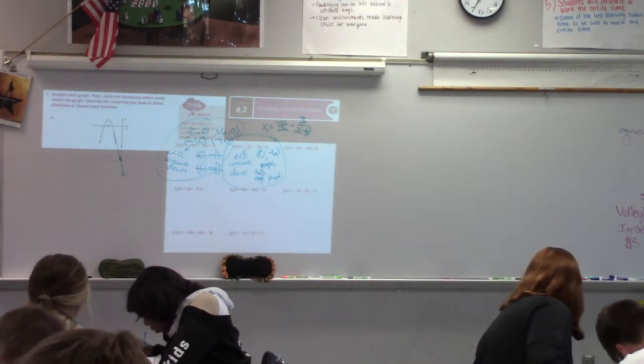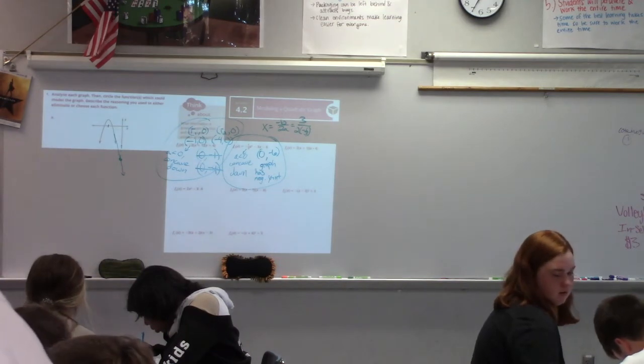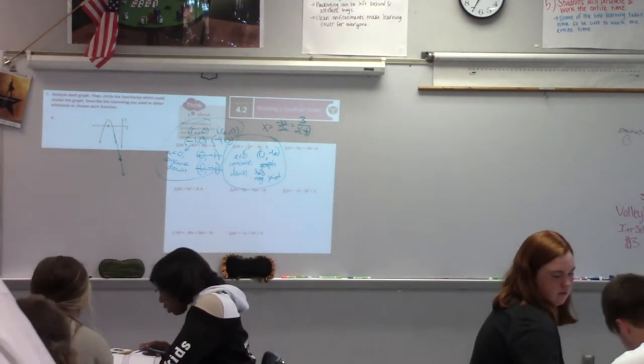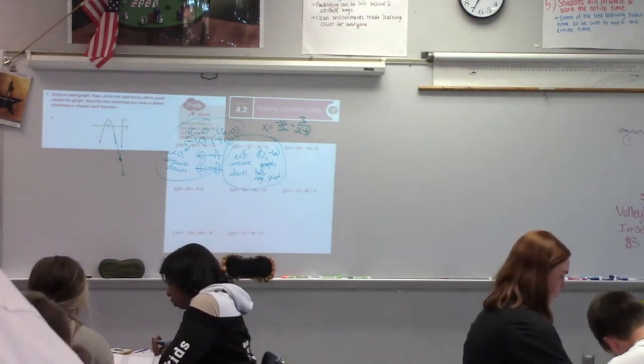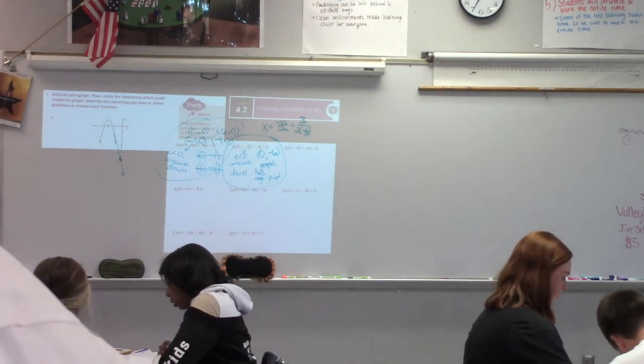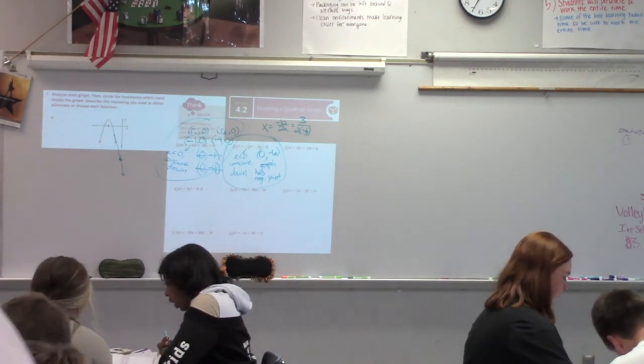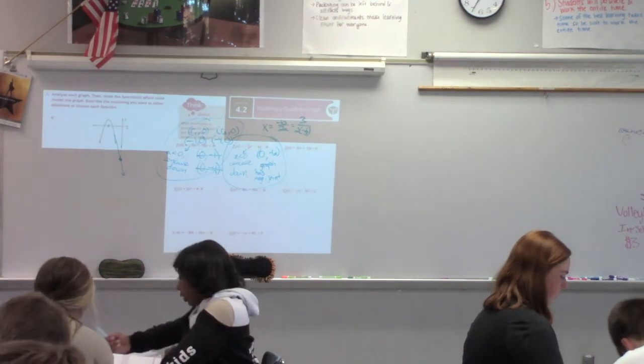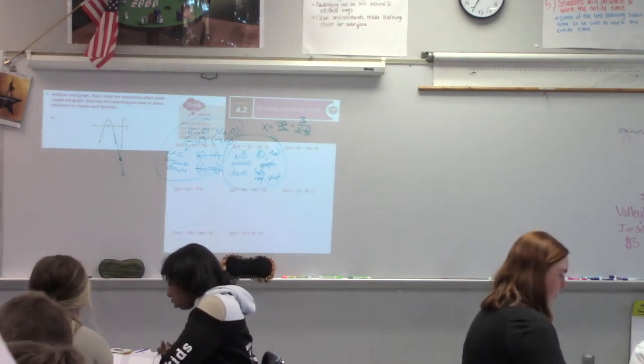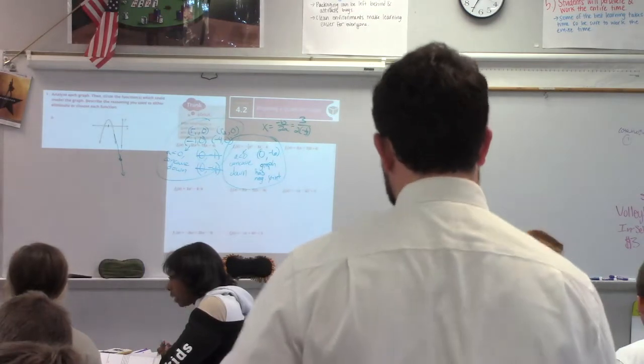Here's my vertex form, right? Vertex is h comma k, right? What's my h in that equation? Remember, it's x minus h. So to get x minus 6, h had to be positive or negative.